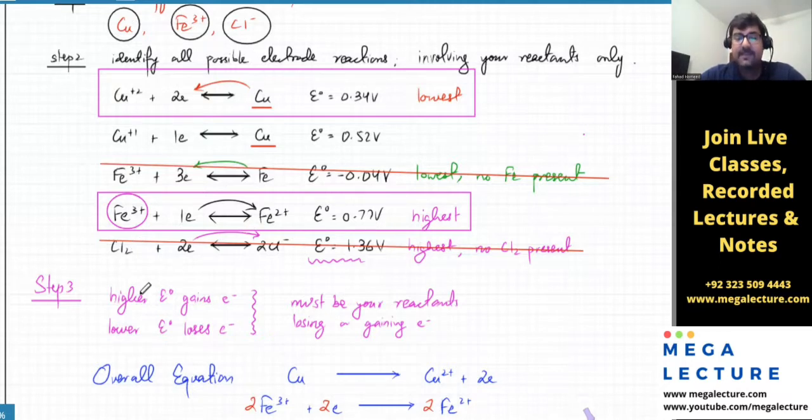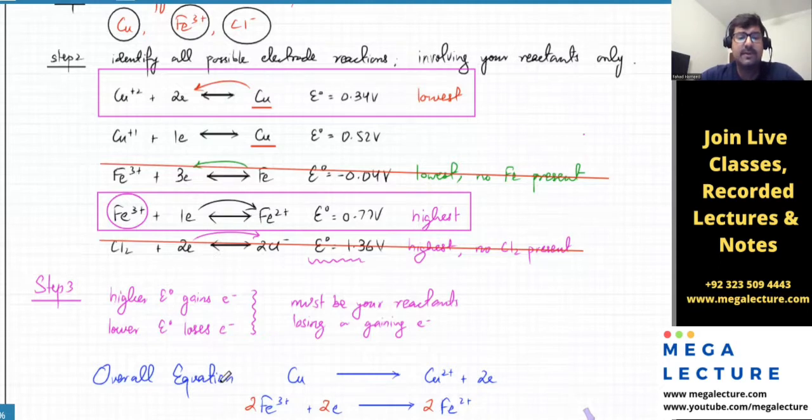I removed that. Then I searched for the next highest E naught, and I figured out that the next highest E naught is 0.77. That's Fe3 plus gaining 1 electron to form Fe2 plus. That's higher than all the other ones. Then I figured out, do I have Fe3 plus in my reactants? I do have Fe3 plus, right? So that's why I chose this equation. This is the highest one.